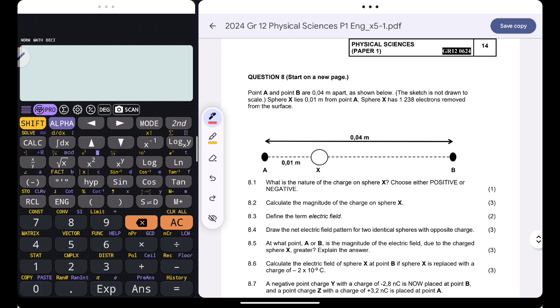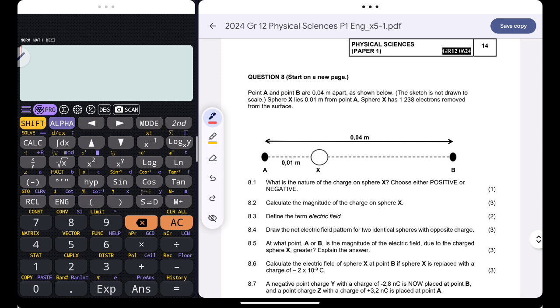Okay, we are told that point A and B are 0.4 meters apart as shown below. The sketch is not drawn to scale, and then sphere X lies 0.1 meters from point A. Sphere X has 1,238 electrons removed from the surface.